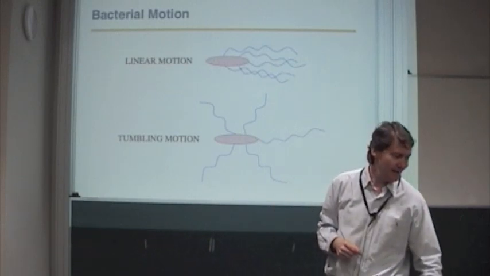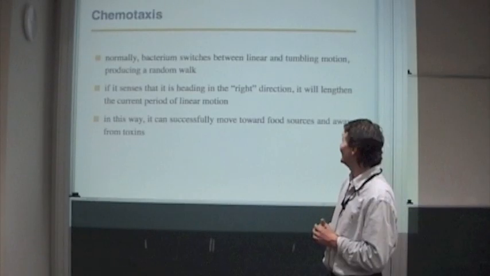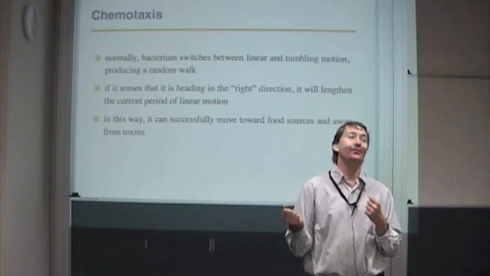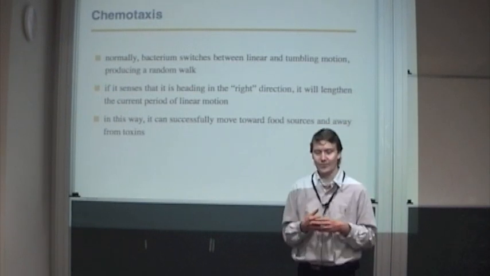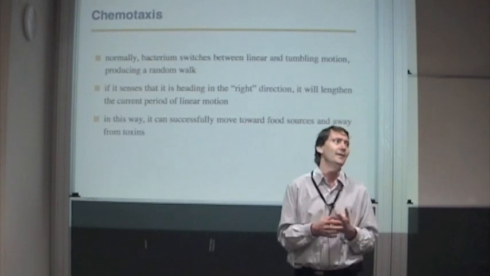But then what happens is, if they detect that they're heading towards the food source, so they have little tiny sensors that can somehow detect that the concentration of food in the environment is increasing, right? And if they detect that, then the linear phase will be extended a little bit longer. So there'll be a slightly longer time that they're traveling in a linear direction before they switch to spinning again. Whereas if they detect that they're going in the wrong direction, so the concentration of the food is diminishing, then they'll shorten that linear period. Okay?